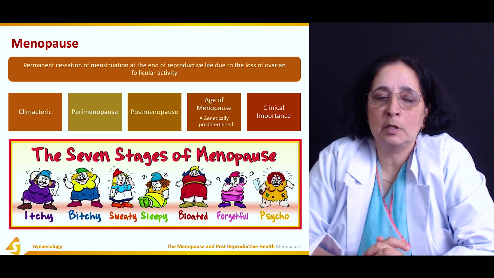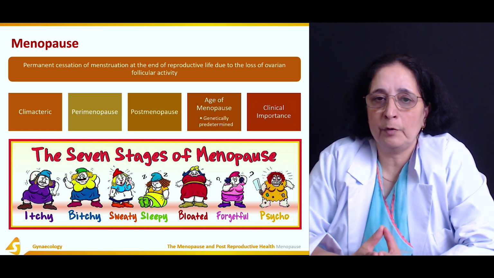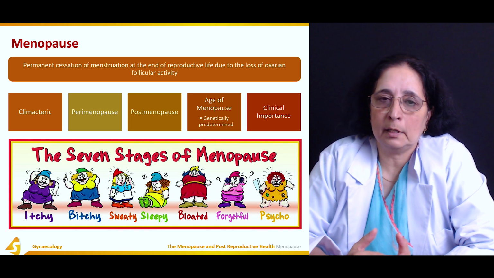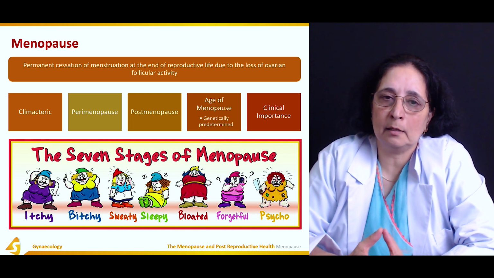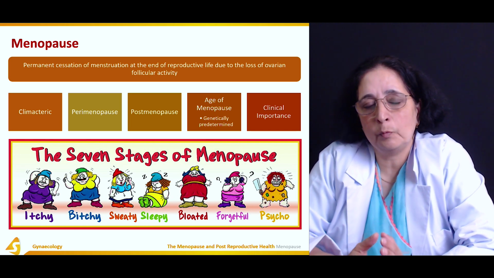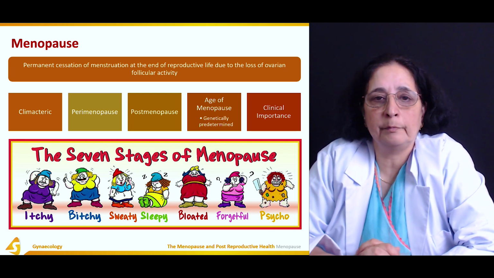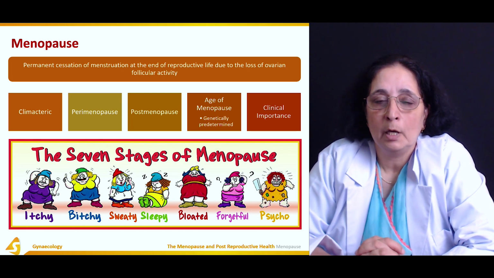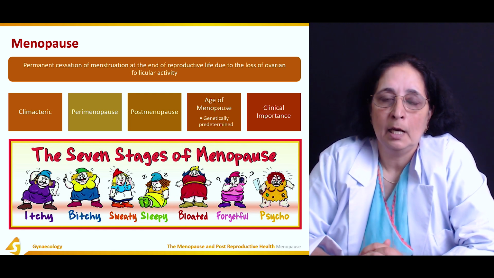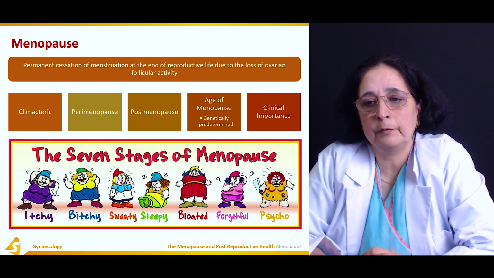The age of menopause is different. There is no fixed age at which menopause occurs. Usually it's genetically predetermined, depending on the age at which the mother has menopause, or the sisters or aunts have menopause; usually it runs in the family. And we will go over the clinical importance of menopause also, because menopause leads to different changes in the different organs of the body that can affect the daily normal life of the female.